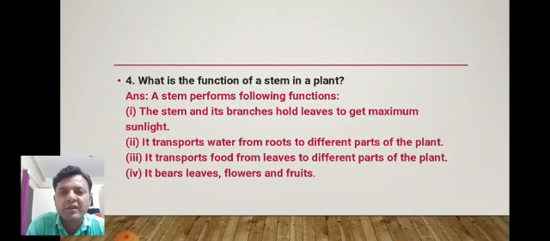So these are the functions of a stem in a plant. A stem and its branches hold leaves to get maximum sunlight, then transport water from the roots, and transport food from the leaves to different parts of the plant.